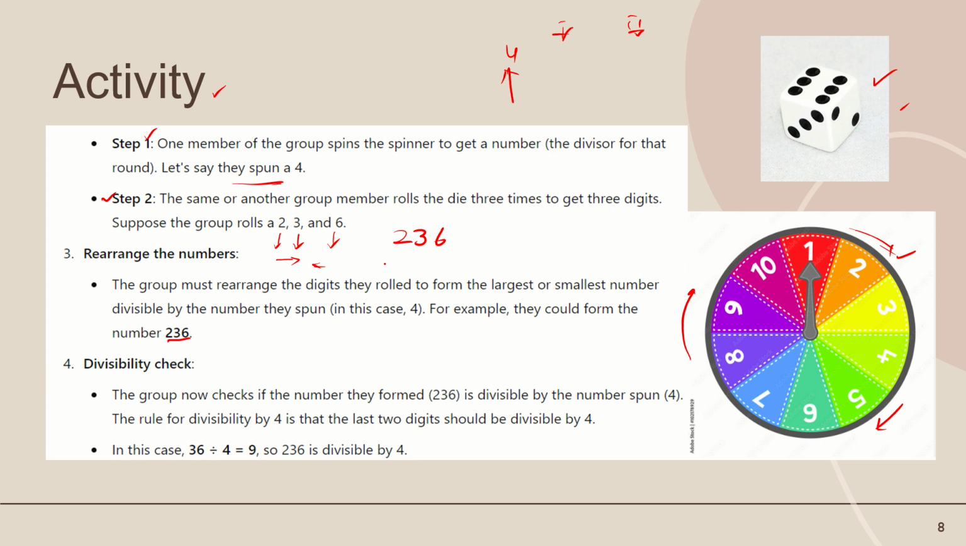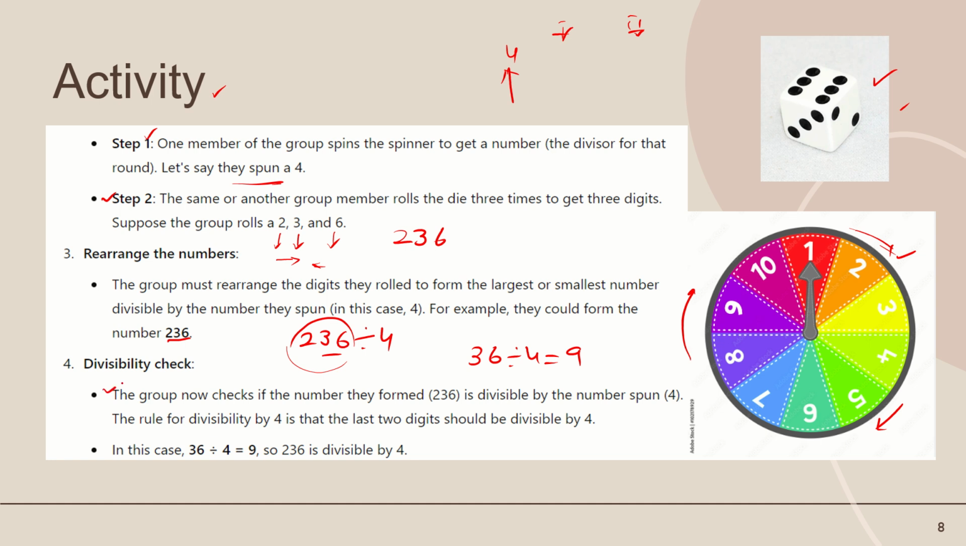Now check the divisibility: is 236 completely divisible by 4 or not? So what is the rule of divisibility for 4? If the last two digits of any number are completely divisible by 4, then the whole number is divisible by 4.